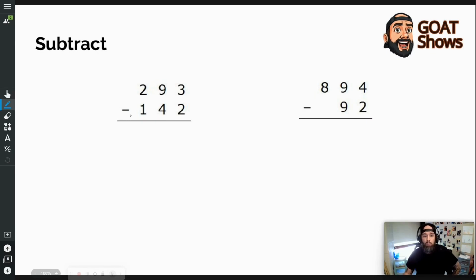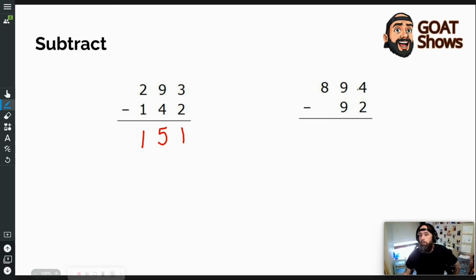293 minus 142. Go all the way to the right. 3 minus 2 is 1. Write it out. 9 minus 4 is 5. Write it out. 2 minus 1 is 1. Write it out. And our answer is 151.